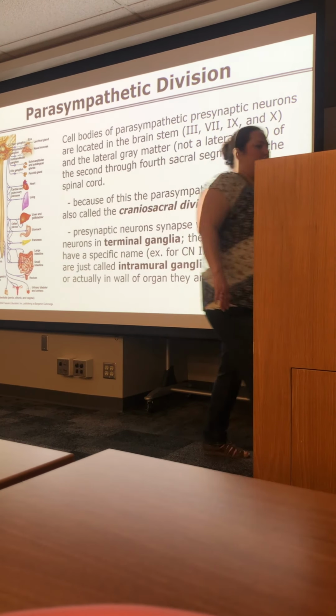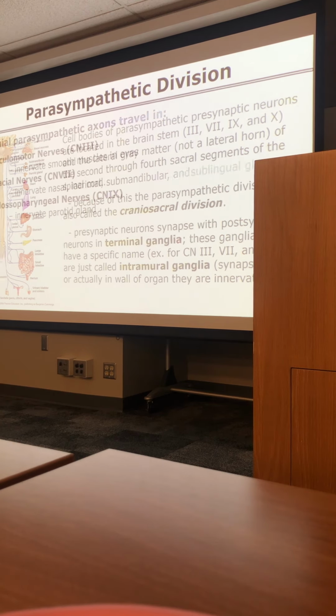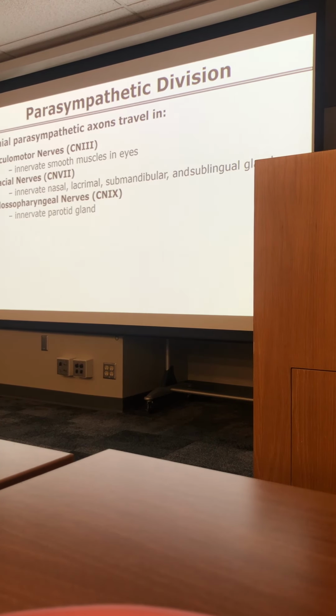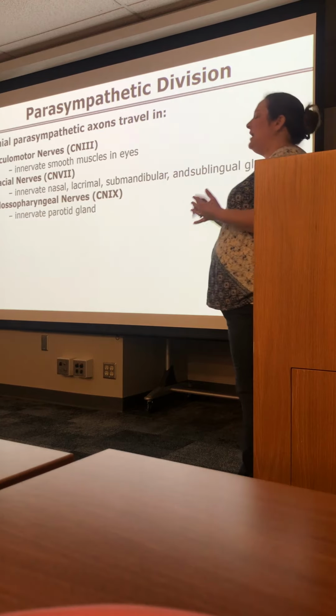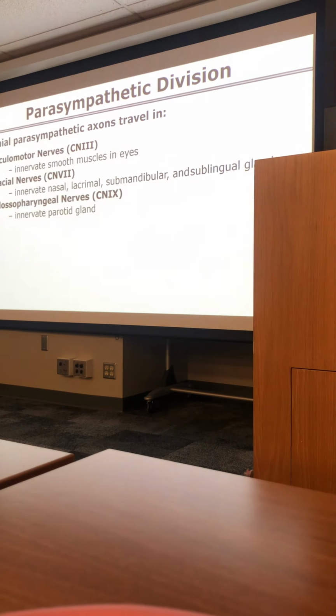So let's talk about how we're getting this information out. We know that the parasympathetic division of the autonomic nervous system is craniosacral, and if it's coming from the brain, it's coming from the brainstem. The axons of our preganglionic parasympathetic division are going to come out and travel within cranial nerves 3, 7, 9, and 10.